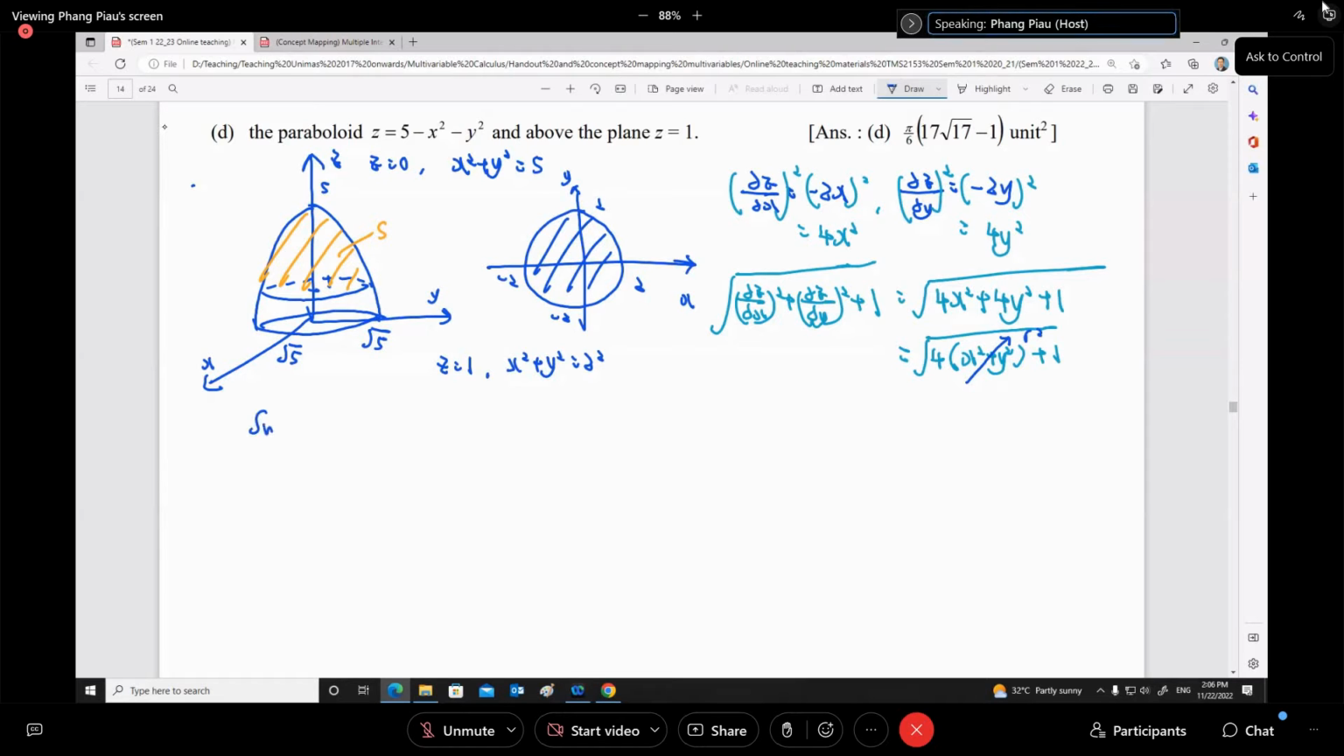So the surface area can be computed using a double integral. Obviously theta is from 0 to 2 pi, and r is from 0 to 2. You just put this into your integrand: the square root of 4r power 2 plus 1, and by itself you have r dr d theta.